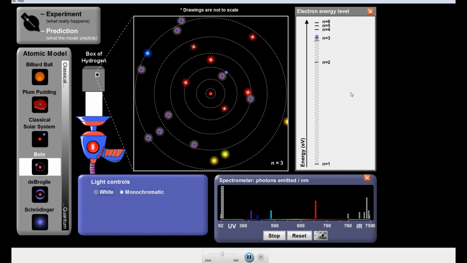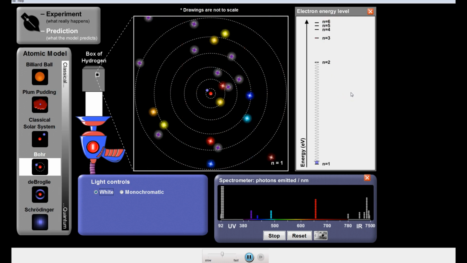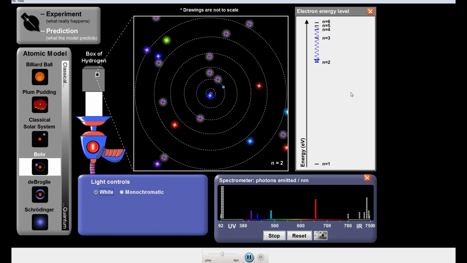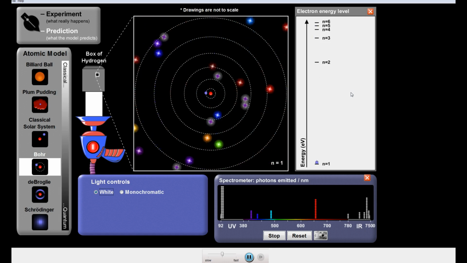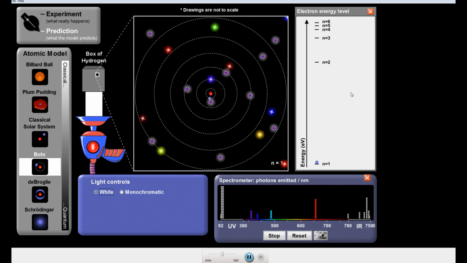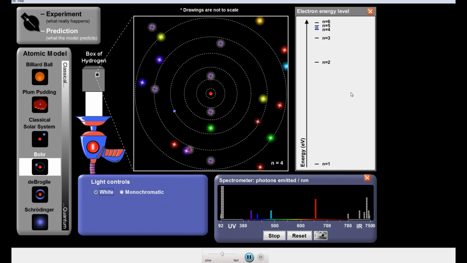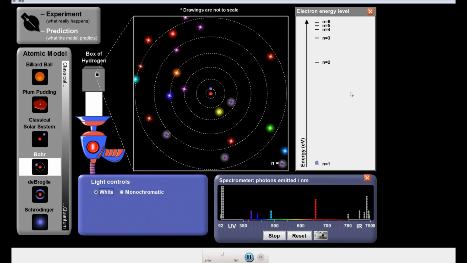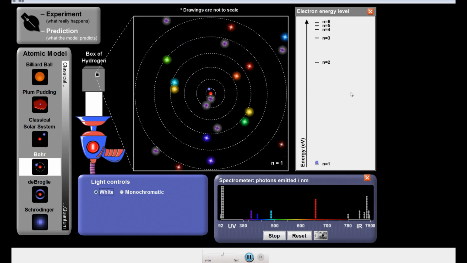You'll also notice these n equals 1, 2, 3, 4, 5, 6. Those numbers are not energy values. They're just labels for the orbits. So if we were to measure the potential energy, say, of an electron at n equals 2, it would have a specific number with a unit for energy called joule attached to it. So n equals 1, n equals 2, etc. are not energy units. They are labels.